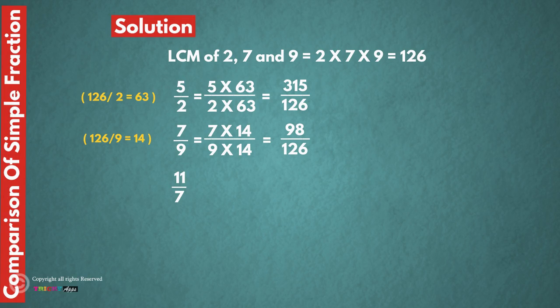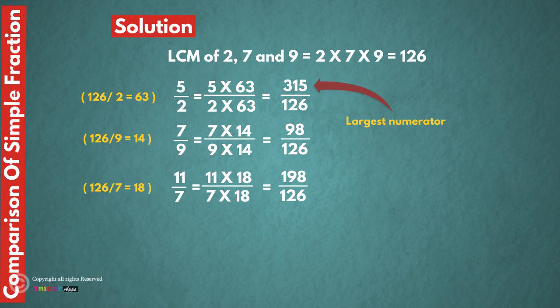To equate the denominator of 11 by 7, that is 7, with 126, we need to multiply the numerator and denominator with 18. So 11 by 7 will be 11 into 18 by 7 into 18, that is 198 by 126. So here, the denominators of all the three fractions are equal.